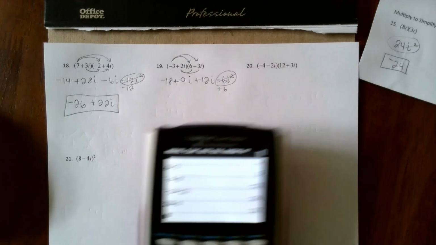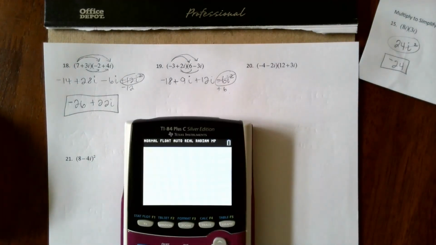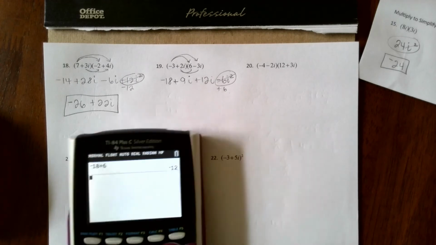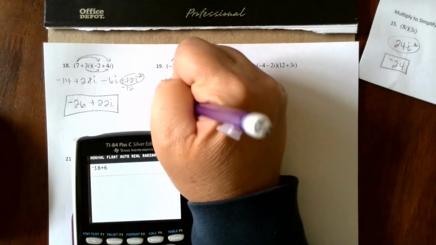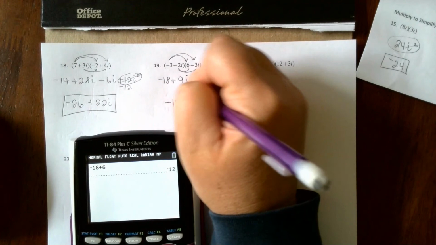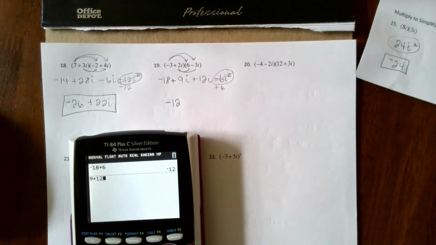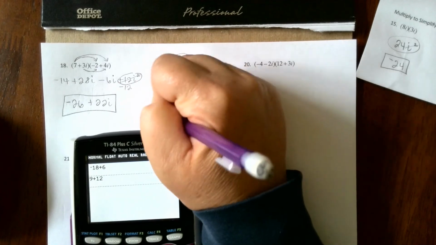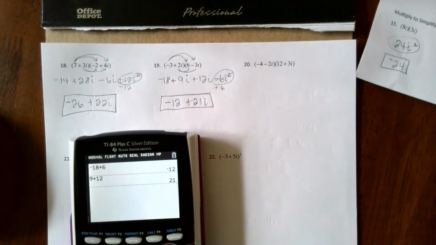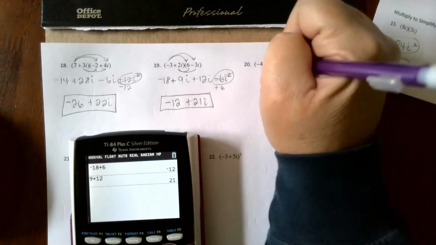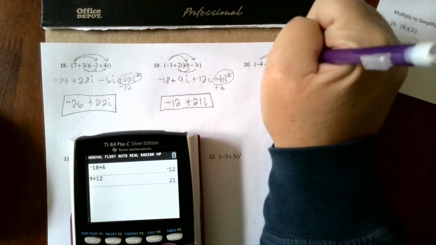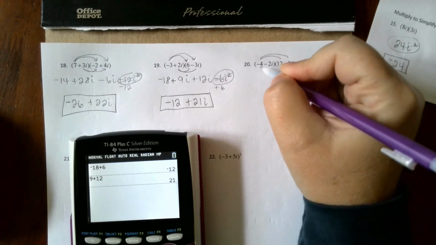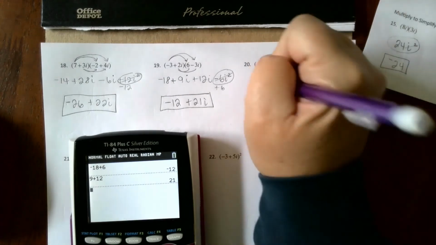So now you put your numbers together. We have negative 18 plus 6. That's going to give us a negative 12. And then we have 9i plus 12i to give us a positive 21i. So negative 12 plus 21i. All right, number 20. Same thing, distribute. Negative 4 times 12 is a negative 48.